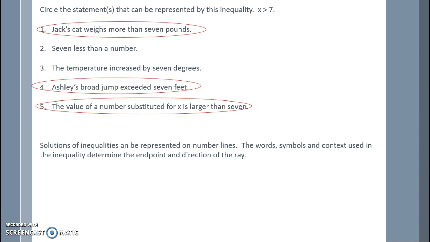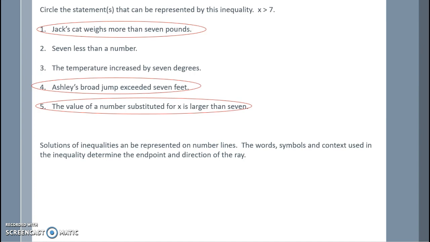The temperature increased by 7 degrees. That would be represented by t plus 7 or some variable plus 7. Ashley's broad jump exceeded 7 feet. So we're not quite sure how much, but we just know that it is greater than 7. The value of a number substituted for x is larger than 7. So 1, 4, and 5 are all equivalent to x is greater than 7.